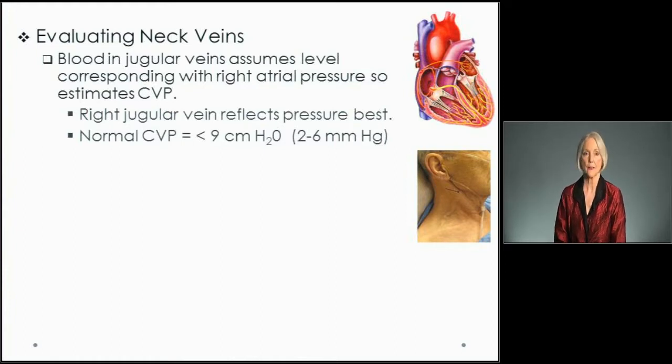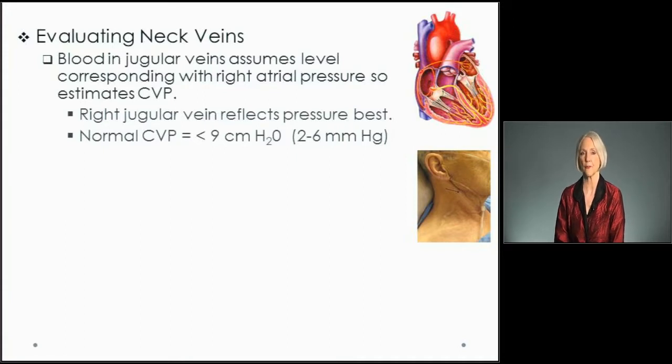But if you can see the neck veins, keep in mind that the right internal jugular neck vein is a straight shot into the superior vena cava and into the right atrium. So if you look at the picture at the top of this slide, see the superior vena cava coming into the right atrium. If right atrial pressure rises, that is going to act just like a manometer, and you'll see the neck veins going up as right atrial pressure rises. Normal right atrial pressure is less than 9 centimeters of water, if you're measuring it in centimeters of water, and it's 2 to 6 millimeters of mercury if you're measuring in mercury.